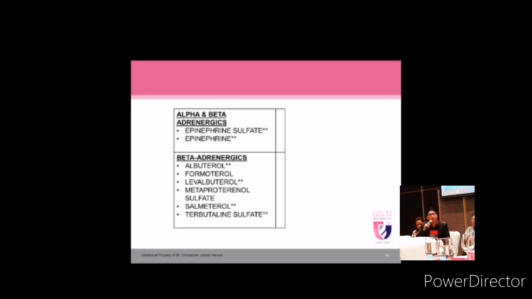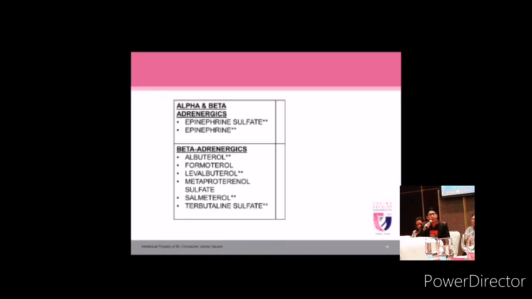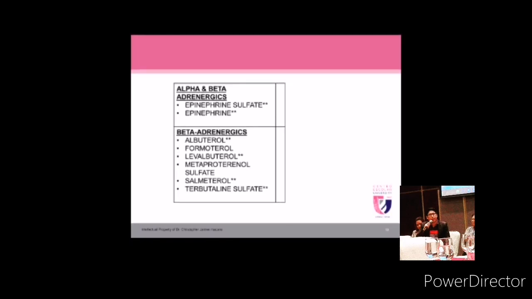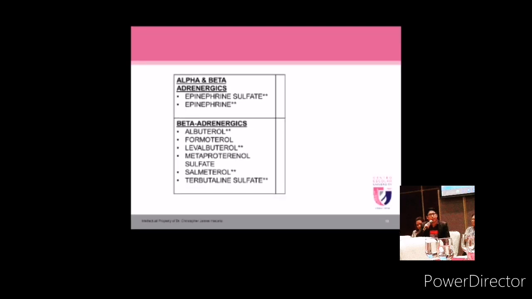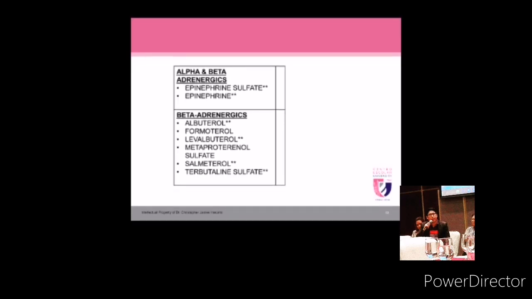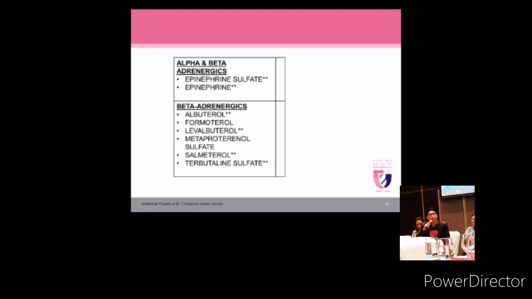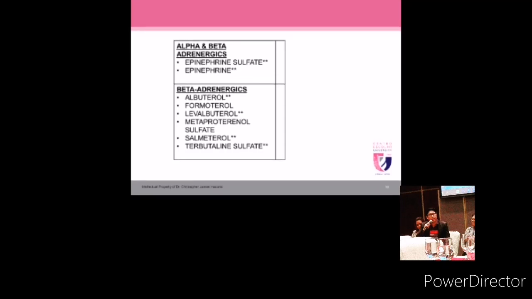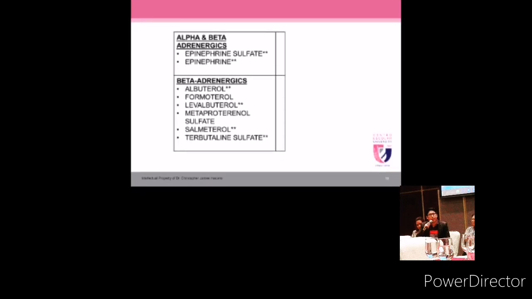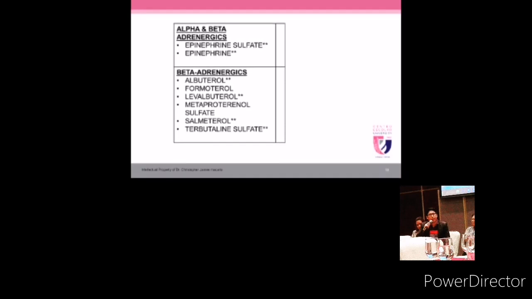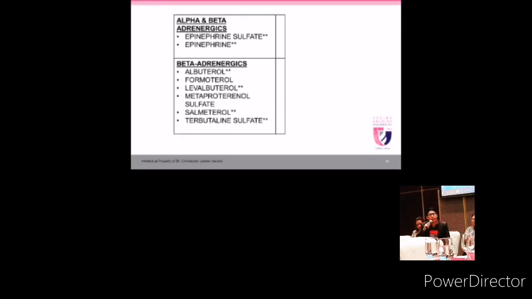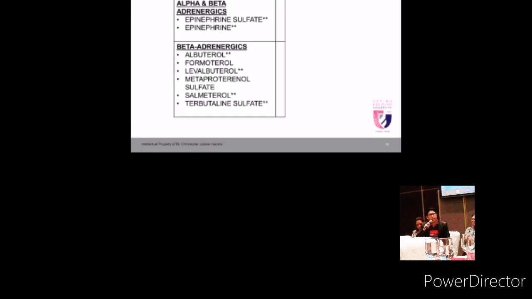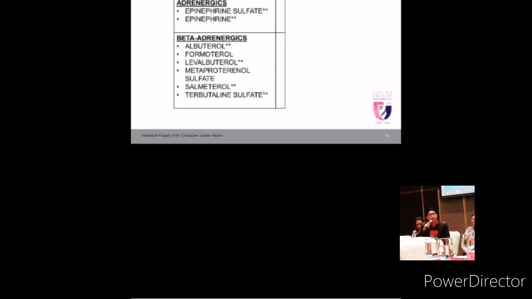So we have several. We have your alpha and beta adrenergics, yung epinephrine sulfate and your epinephrine, and your beta adrenergics or yung beta 2 na sinasabi natin, yung albuterol, formoterol, levalbuterol, metoprolol. Pero yung pinaka palaging nakikita dyan sa hospital and in books is your albuterol, levalbuterol, salmeterol, or terbutaline sulfate. Yun lang yung naiiba, terbutaline sulfate.